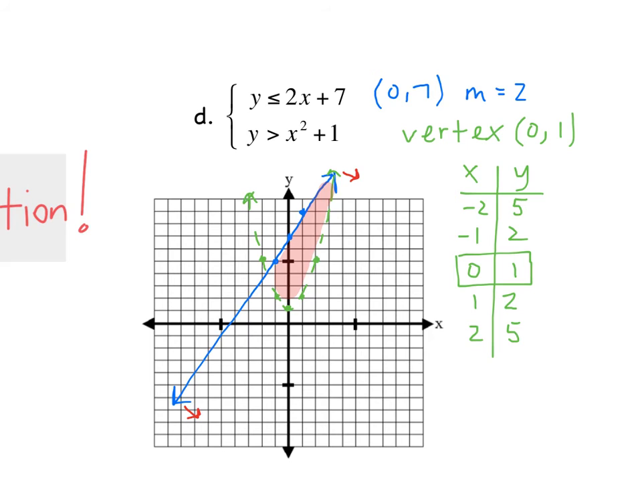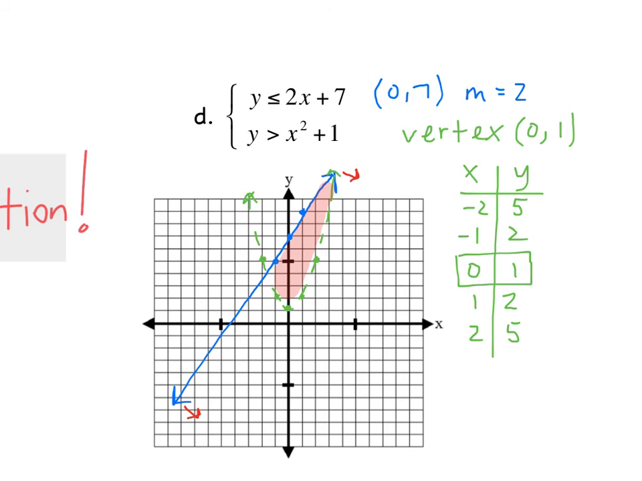Okay, so hopefully you were able to graph the line okay. (0, 7) is my y-intercept, up 2 over 1 or down 2 over 1, and it's going to be a solid line. I'm going to test the point (0, 0). So when y is 0 and x is 0, we get 0 is less than or equal to 7, which is true. So we're going to shade to the right. I just marked that with the arrows.